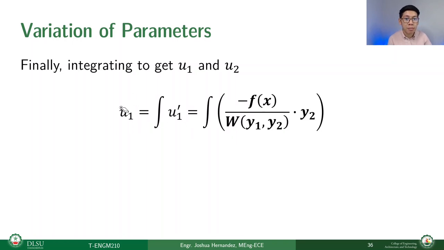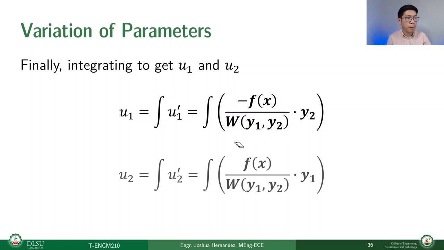Now, finally, integrating to get u sub 1 and u sub 2. Since this is what we are looking for in our particular solution, integrating u sub 1 prime is just integrating the value we got earlier, negative f of x, y2, over the Wronskian. Likewise for u sub 2: the integral of u sub 2 prime is the integral of f of x, y sub 1 over the Wronskian. You will notice that for u sub 1, the y is y sub 2, and for u sub 2, the y is y sub 1. This is for a second-order linear differential equation. It is a memory technique: they are different, and u sub 1 is negative while u sub 2 is positive.